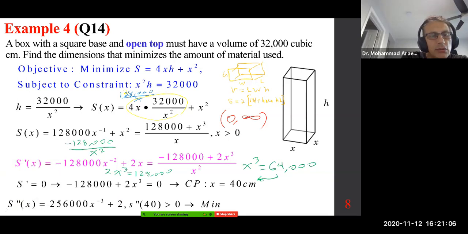Class, this is 256,000 over x cubed plus 2. When you plug in 40, you get a positive number. And positive number means what? When it's positive, it means what? Concave up.